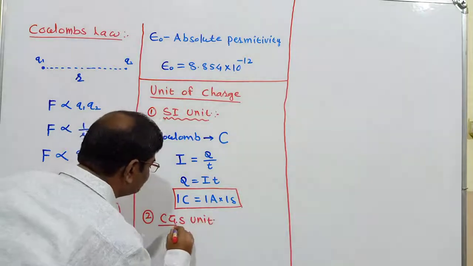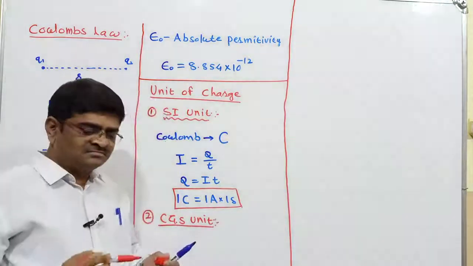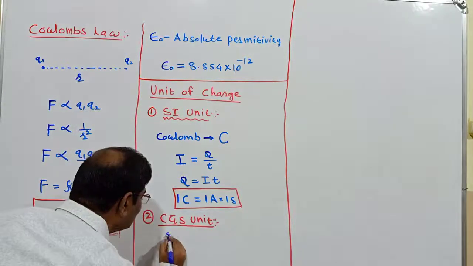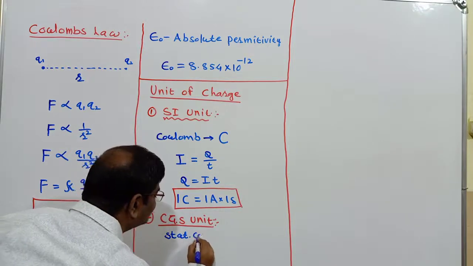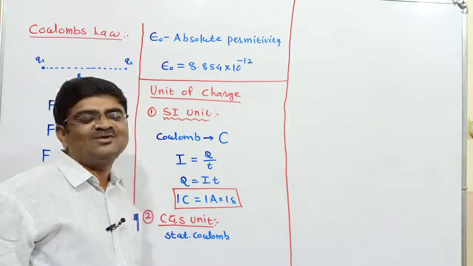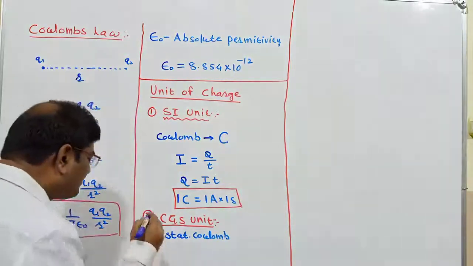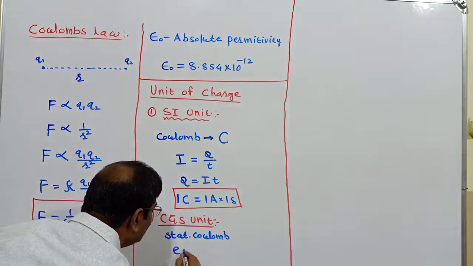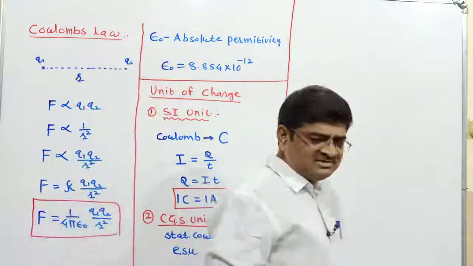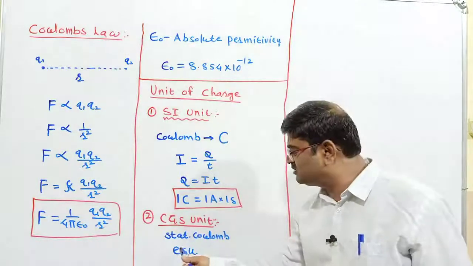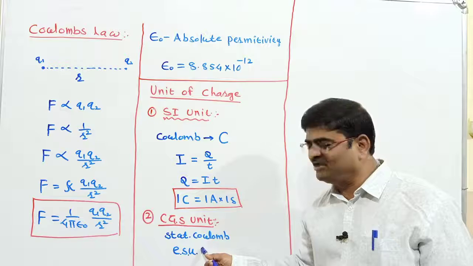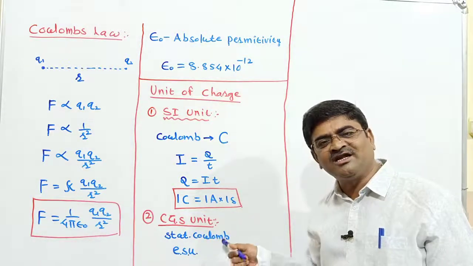So coming to the next, we have the CGS unit of electric charge, and let me talk about the CGS unit. The CGS unit of electric charge is stat coulomb. What is the CGS unit? Stat coulomb, or we also call it ESU. One more name for the stat coulomb, you can also refer to it as ESU, electrostatic unit.